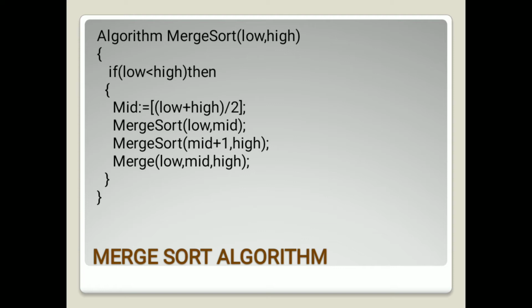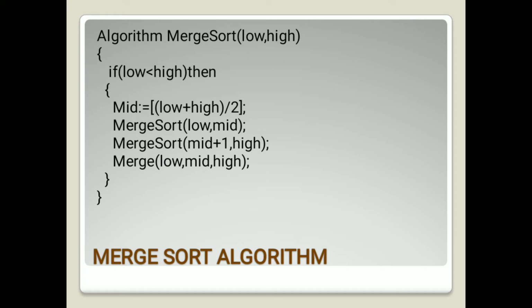If low is less than high, then only we will be able to apply the divide and conquer concept. So if low is less than high, then apply the formula to identify the mid element. After applying this formula, the array will divide into two different sub-problems. So low till mid will be one sub-problem. This will act as the left sub-array, and mid plus 1 till high will act as the right sub-array.